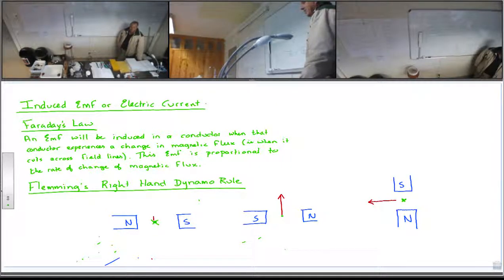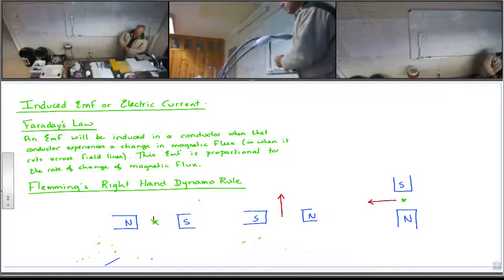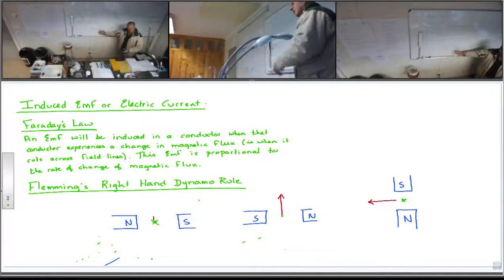Do a few practice examples. Okay. Right. Any other questions? You can use your toes if you want to. Stick to this.